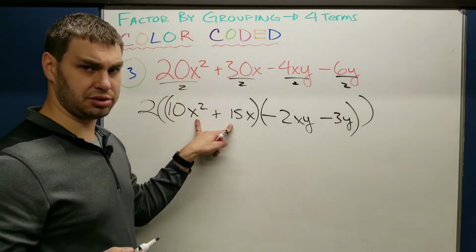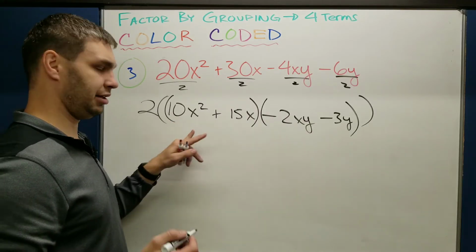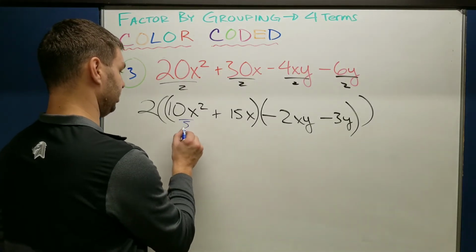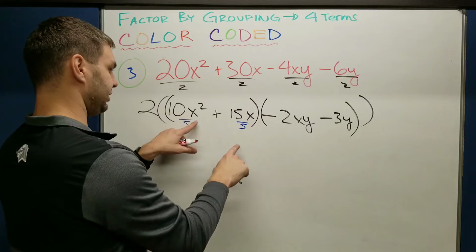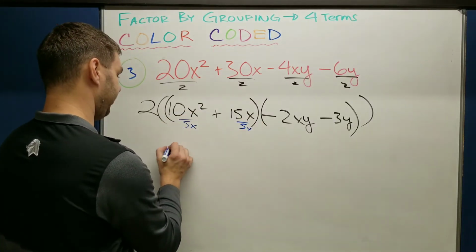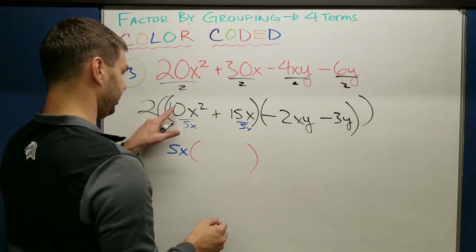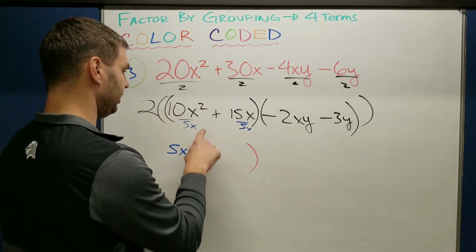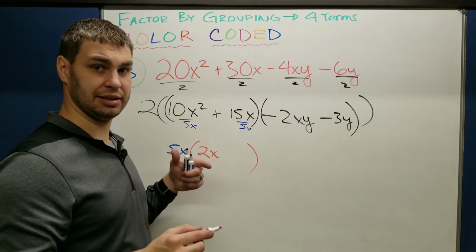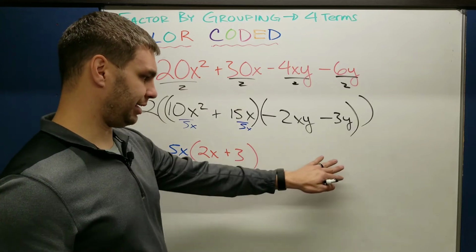Now let's look at this first group here. What I see is a 10x squared and a 15x, all right? So I know, again, they both have a 5 in common, so we can take out a 5. Maybe I'll do that here in blue. Take out a 5. And they also have x squared and x, so they at least have one x I can take out from both. So I'm going to take out a 5x, and when I do this division, 10 divided by 5 is 2. X squared divided by x is x. And in this one, 15x divided by 5x is just going to be 3. Okay, 2x plus 3.